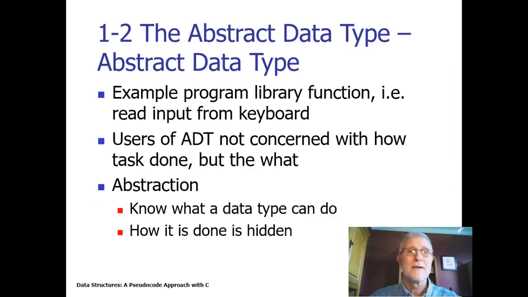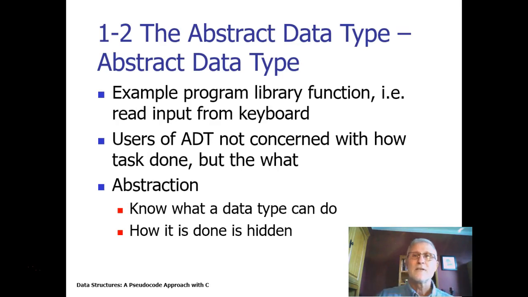Now an example of an abstract data type would be a library function. You include a library when compiling your program, and in that is a set of commands that you can use. You know what the input to a command is and what you expect as the output. Maybe it's the sum or divide or mean.